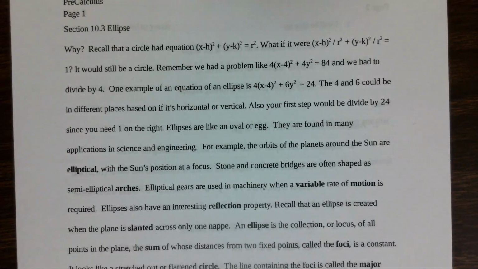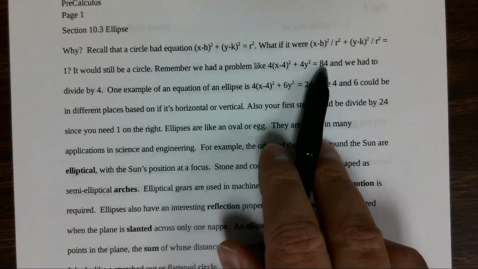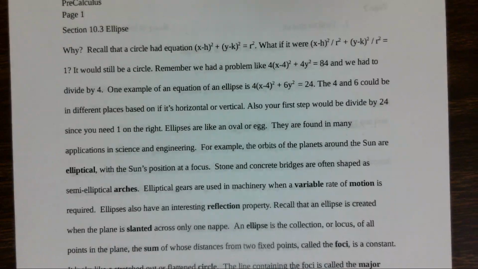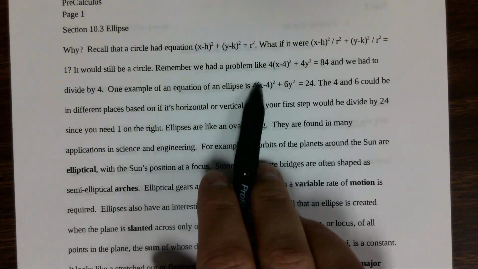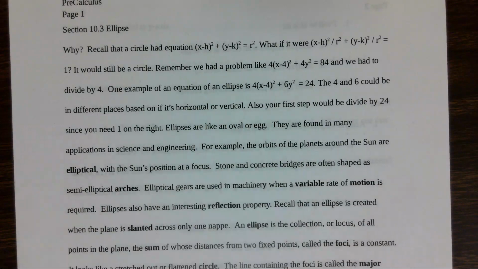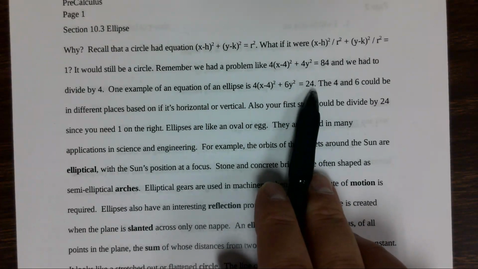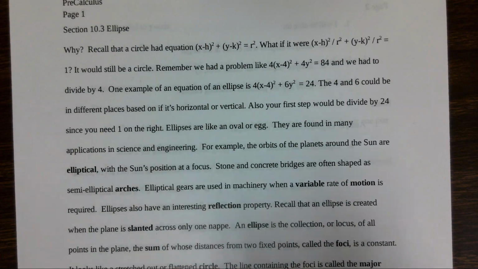circle. Remember, we had a problem with 4 in front of these two in an 84, and we had to divide by 4. So one example of an equation with an ellipse is if you have a different number in front of the x squared and the y squared. The 4 and the 6 could be in different places if it's horizontal or vertical. Your first step would be divide by 24, because that's the number over here, because you have to have 1 on the right.